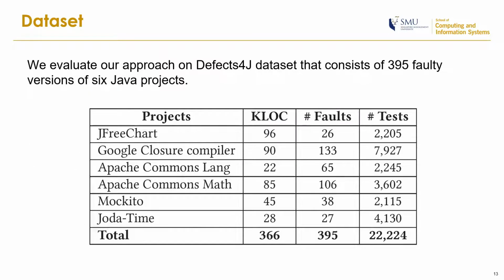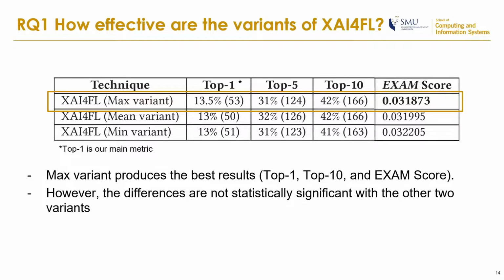The dataset that we use for the evaluation is Defects4J, a popular dataset that has 395 real faults from 6 Java projects. In RQ1, we want to check how effective these variants of XAI4FL are. For the metric, we use top K and EXAM scores. We use top 1 as the main metric, as many of the previous studies in automated program repair assume perfect fault localization. The results show that the max variant produces the best results. But the difference between these variants is not significant. For the next RQs, we will use the max variant for simplicity since it gives the best result.